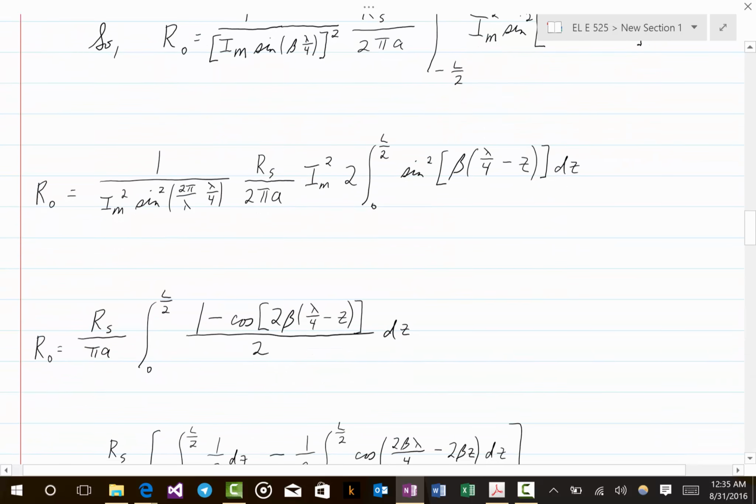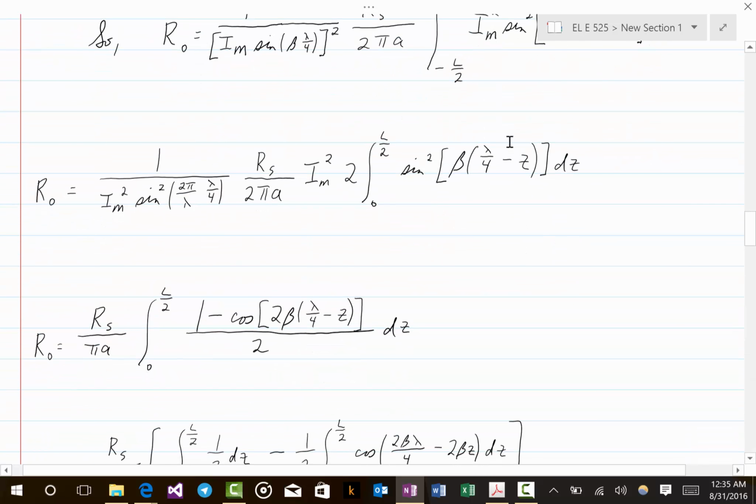Okay? So now let's see how to simplify this. Well, in this expression here in the denominator, the lambdas will cancel, and 2 pi over 4 is the same as pi over 2, and the sine of pi over 2 is 1, and 1 squared is 1. So we're just left here, and notice also Im squared here will cancel with Im squared here. So we're just left with Rs over 2 pi a times 2. Those 2's cancel, so we have just Rs over pi a. That's all we have on the outside.